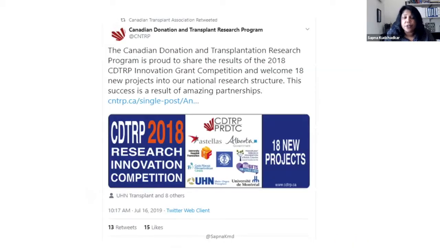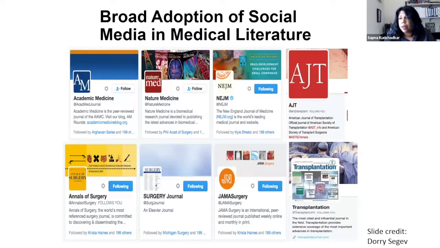So this is another example of a tweet that came out from the same account from the Canadian Donation and Transplant Research Program. They are advertising how they have 18 new projects into a national research structure. So everybody can learn about that instantaneously. You don't have to wait for the newsletter to show up in your inbox. It's something that you can read about if you're interested in, and you can learn about all of these different organizations that have come together in this collaboration.